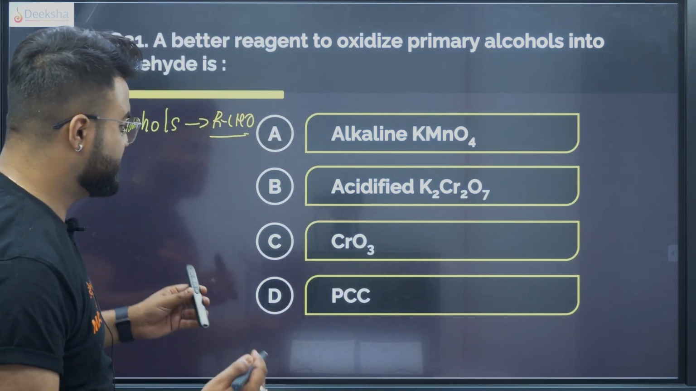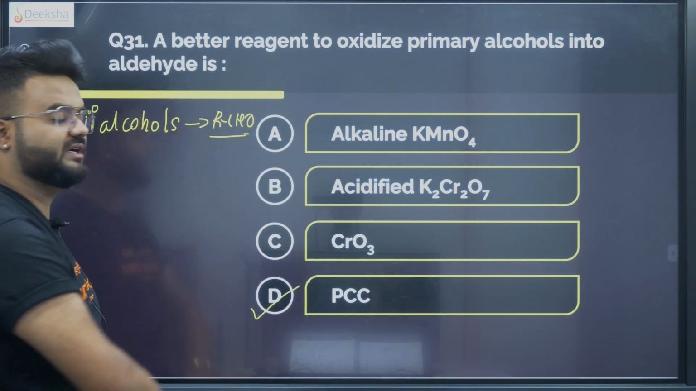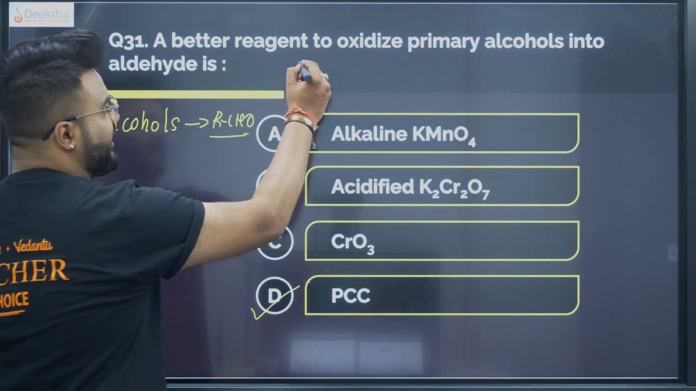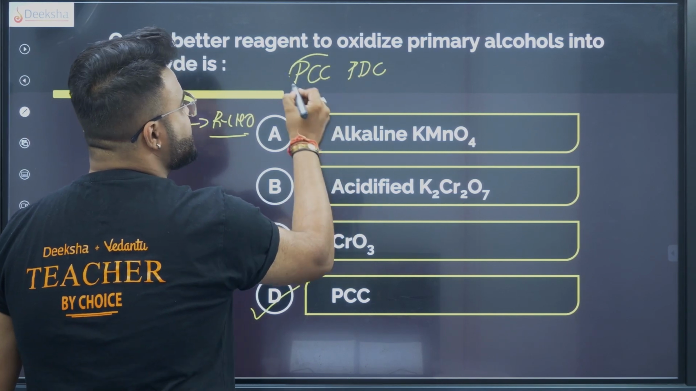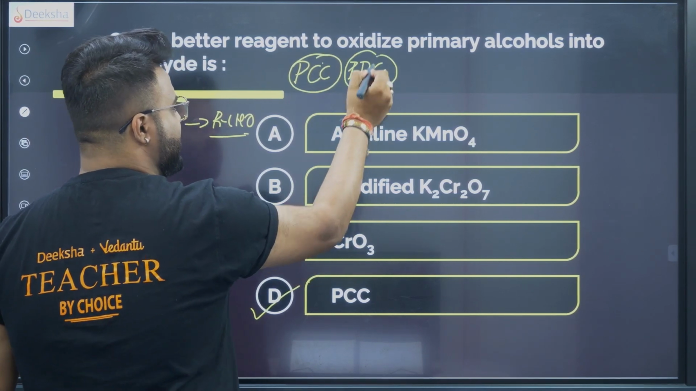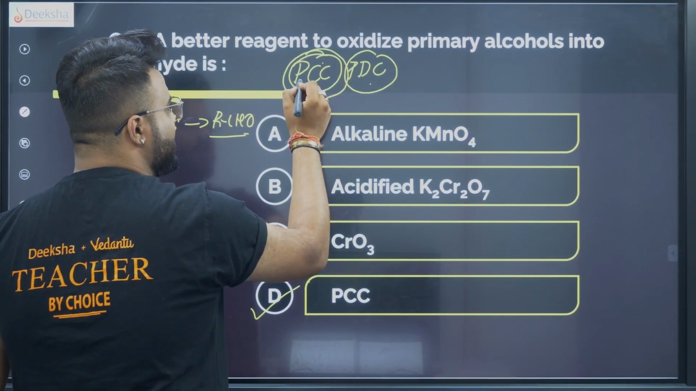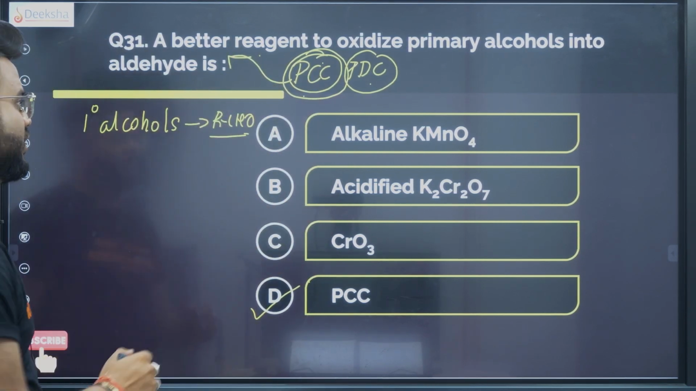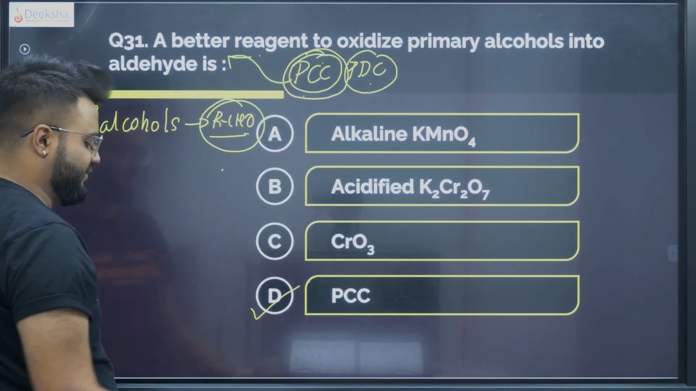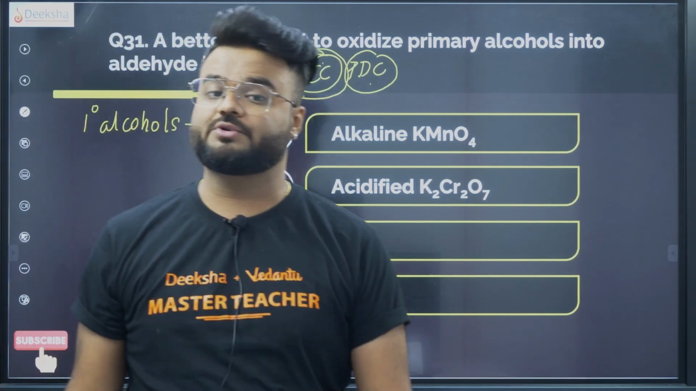Among these, where is PCC? Yes, it is in option D. And why can it be only PCC, not PDC? Because PCC is more acidic than PDC. Therefore, most of the time we use PCC as a better reagent to oxidize primary alcohols into aldehydes. Therefore, your correct answer will be option D.